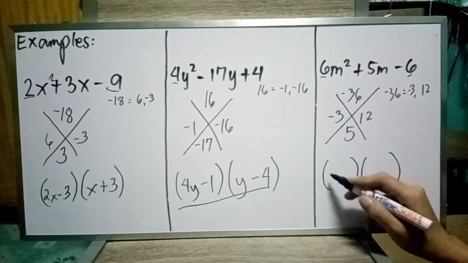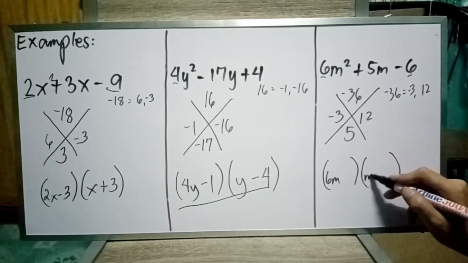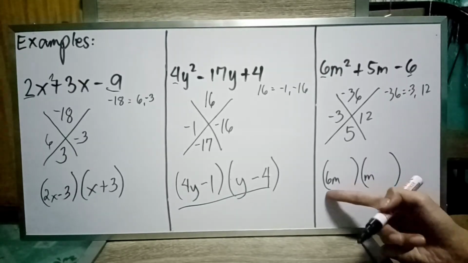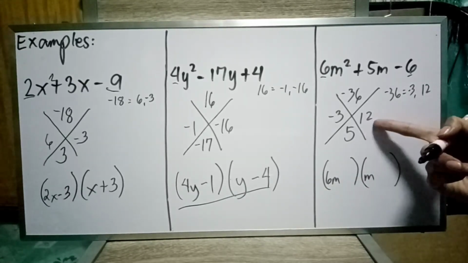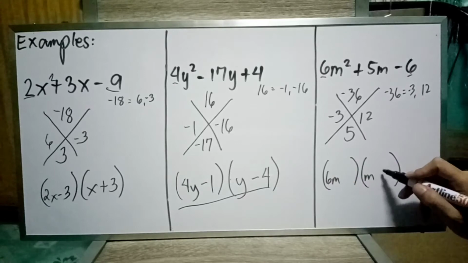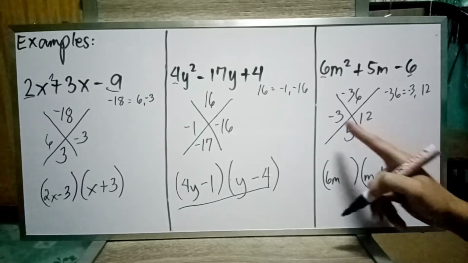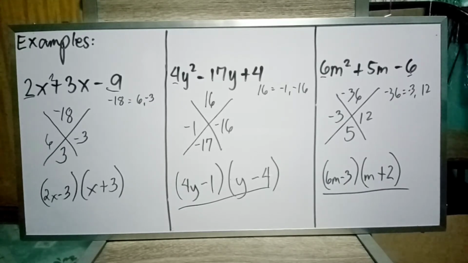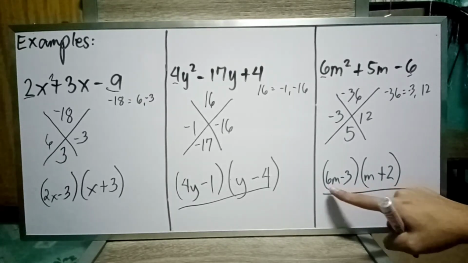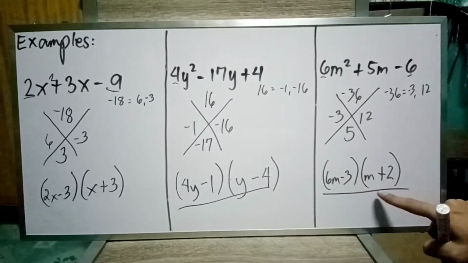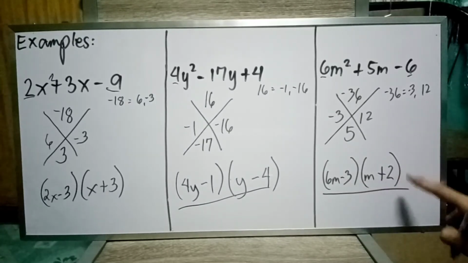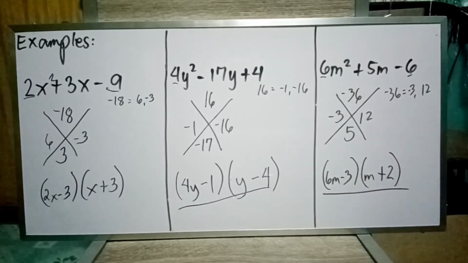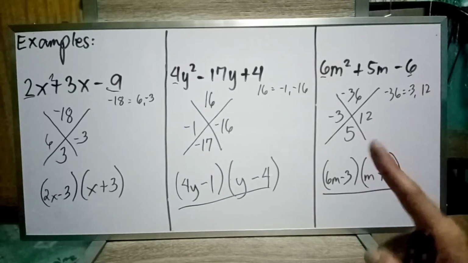Factor. 6m, m. Which one can be divided into 6? Of course, 12. 12 divided by 6, that is positive 2. And then this one, you put it here. That's how. So, final answer is 6m minus 3 quantity multiplied by m plus 2. That's how to get a factor of a general trinomial when the coefficient of x squared is not equal to 1. Okay?